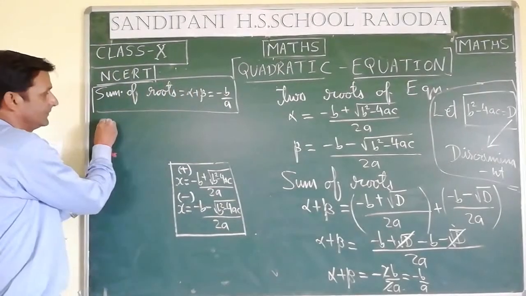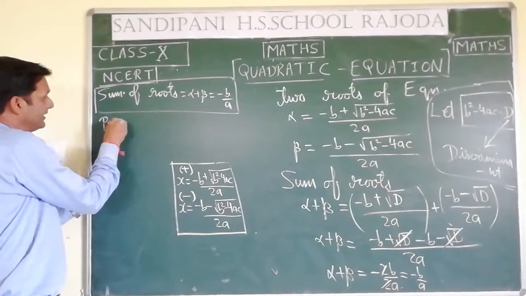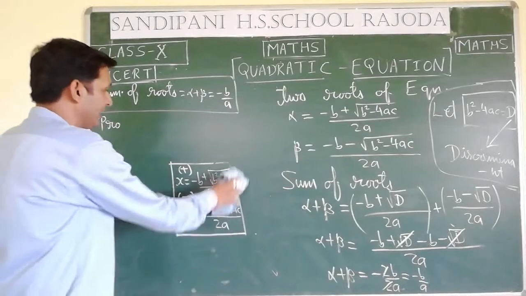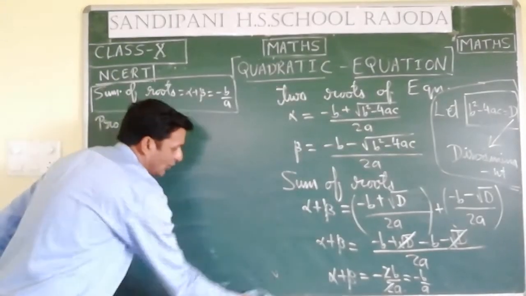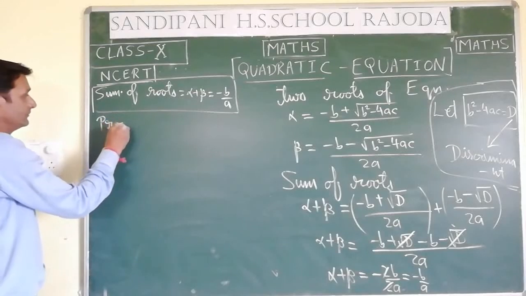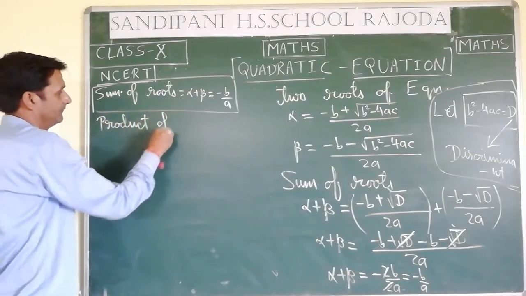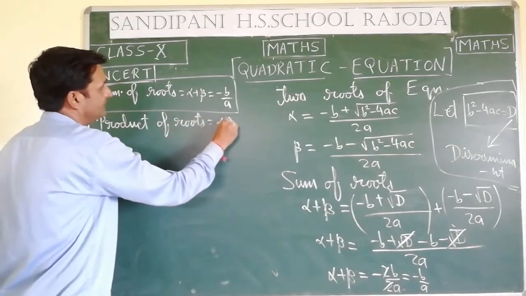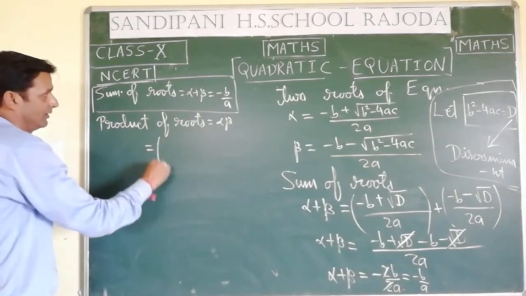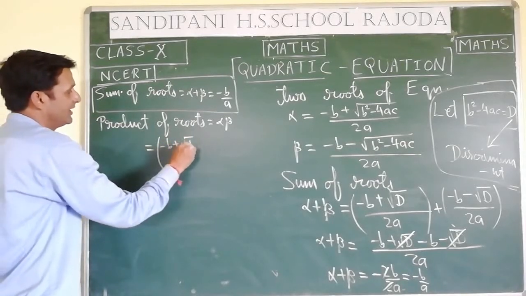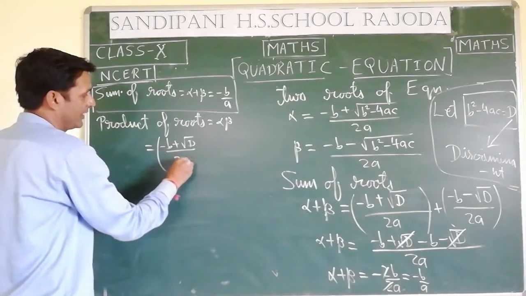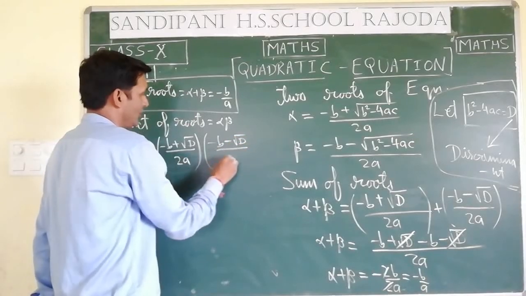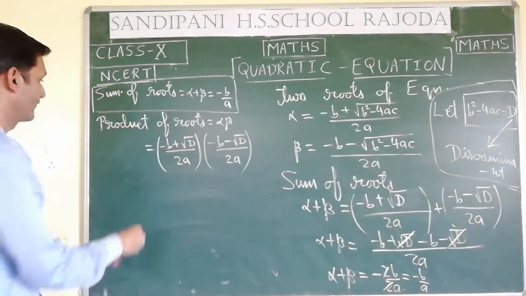Now, the product of roots we are finding. There is no need to write these values now because we have assigned them in the form of alpha and beta, so we may remove it now. Now, product of roots. Product of roots is equal to alpha beta, that is equal to minus b plus root D upon 2a and minus b minus root D upon 2a in multiplication form.